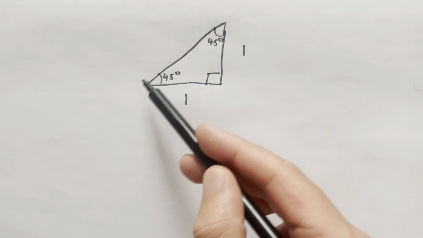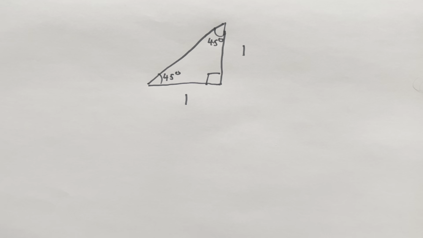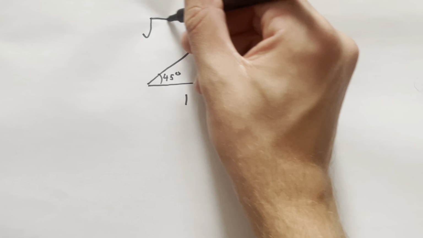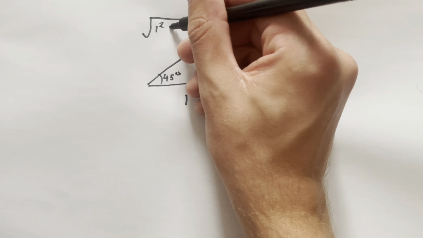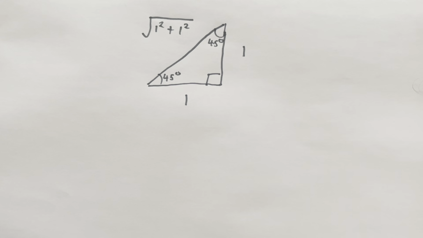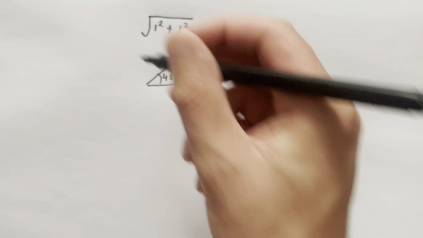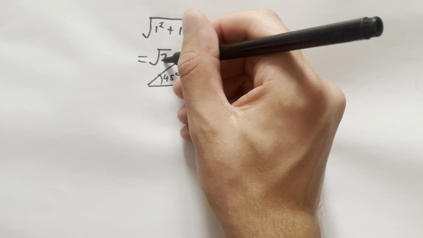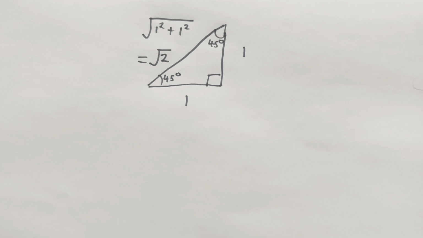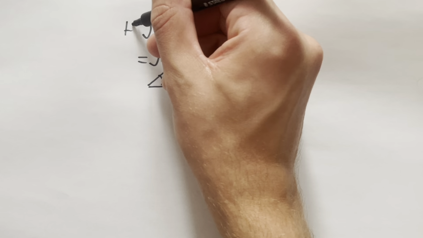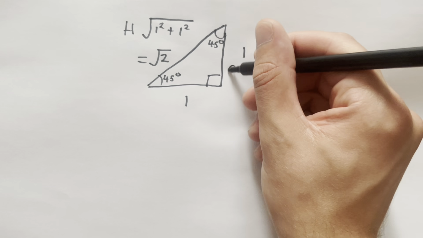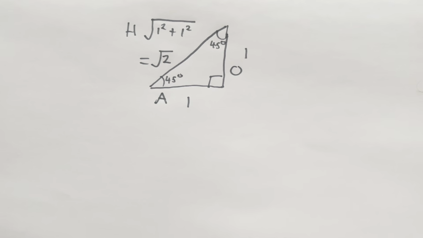Now again, we can use Pythagoras to find our hypotenuse. This time we're going to do the square root of 1 squared plus 1 squared. Well, of course, 1 squared is just 1, so this is 1 add 1. And we end up with the square root of 2. Now, it doesn't matter which of these two angles we use when it comes to labeling our sides. So let's just say we're going to use this angle here. We can label our hypotenuse. Here would be our opposite, and here would be our adjacent.